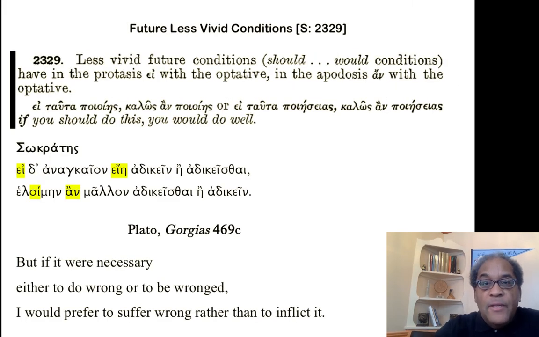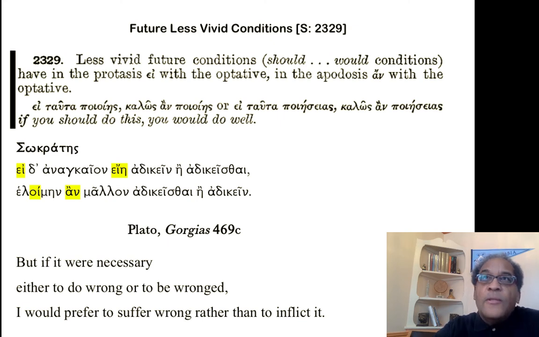So these less vivid conditions, they are should-would conditions, and they're often called that. In these conditions, you have the protasis marked by ei with the optative, and the apodosis an with the optative. So, ei tauta poioiēs, kalōs an poioiēs. If you should do this, you would do well.